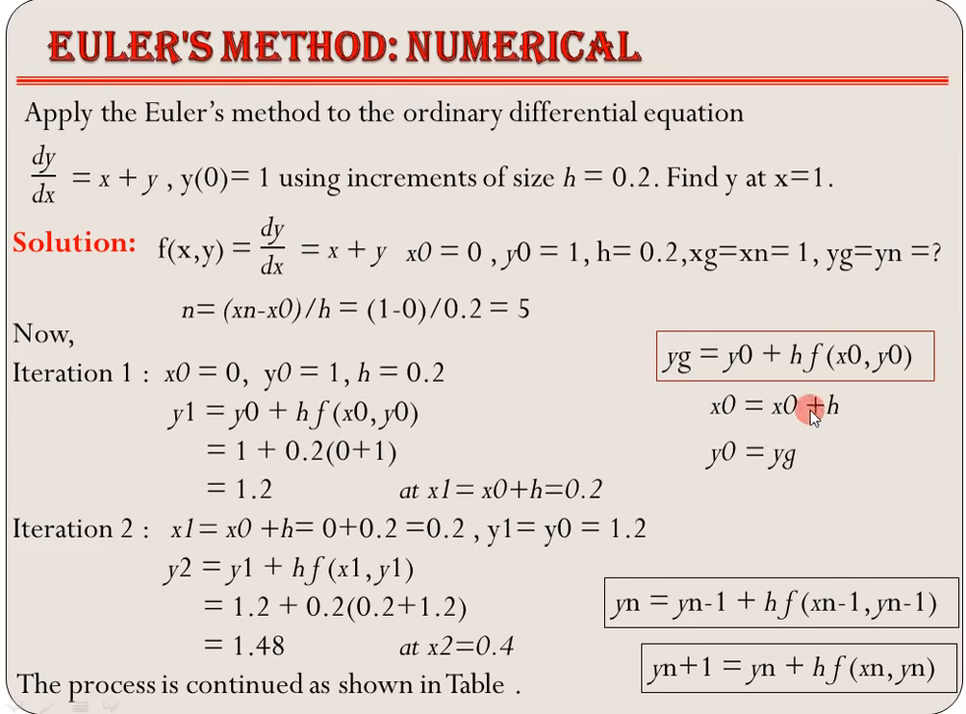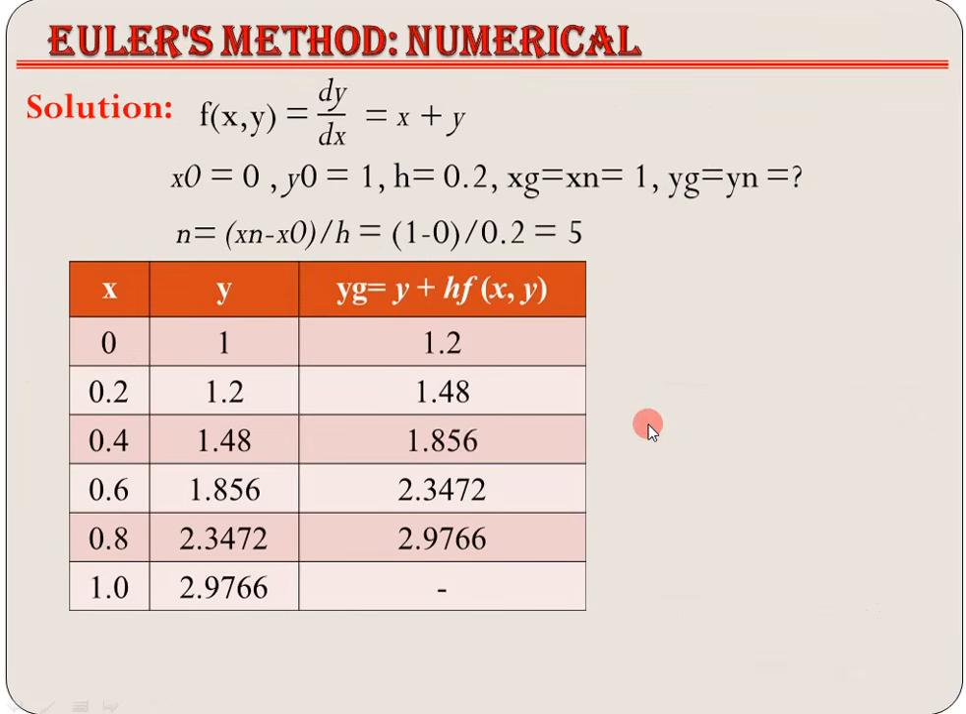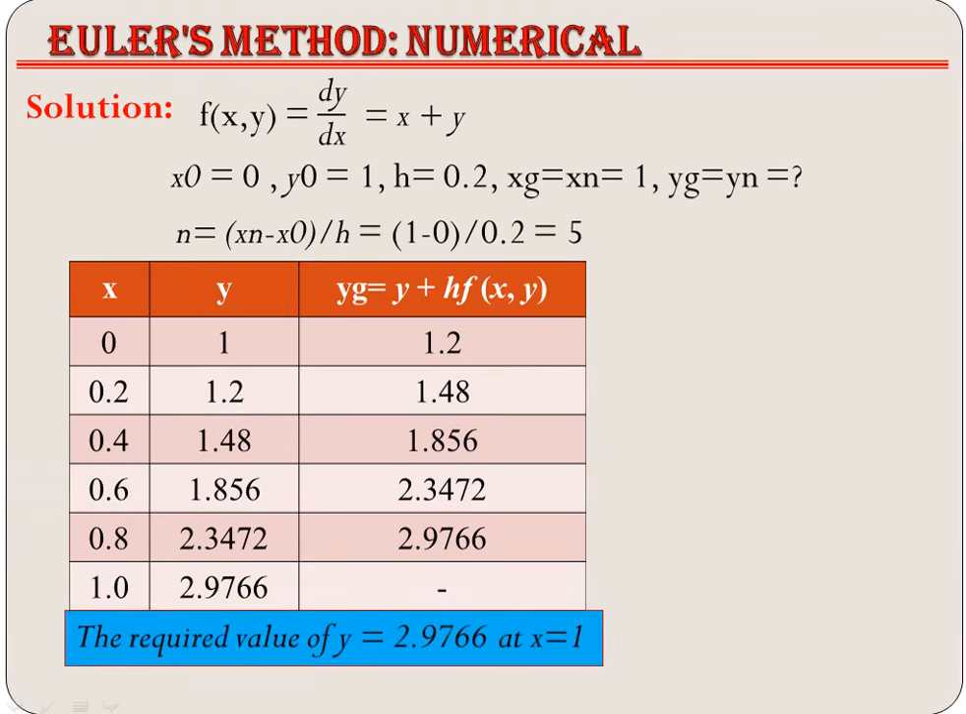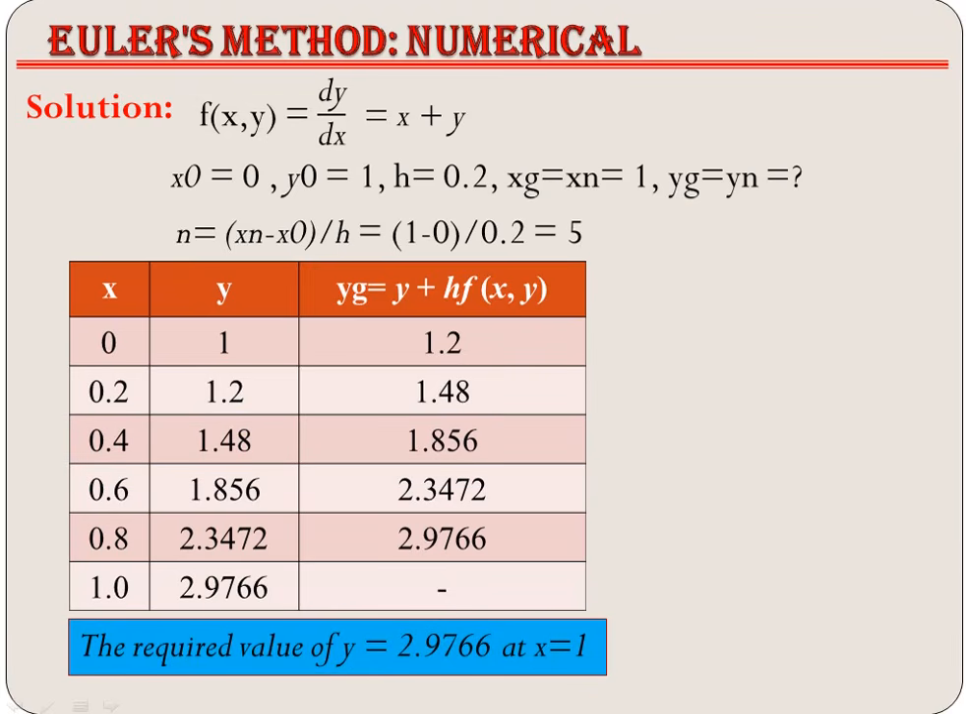So by using this generalized formula and solving for the different values of y to get the value of y at x equal to 1, we will get these different values of y at different values of x, and finally we will get the value of y as 2.9766 at x equal to 1. So the required value of y is 2.9766 at x equal to 1.